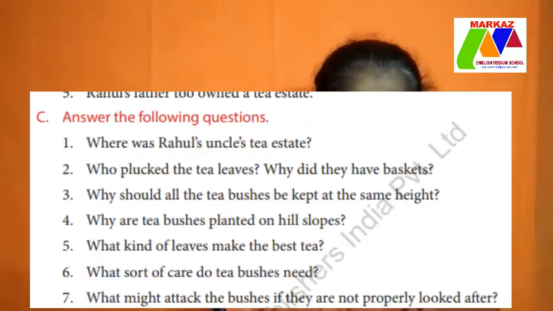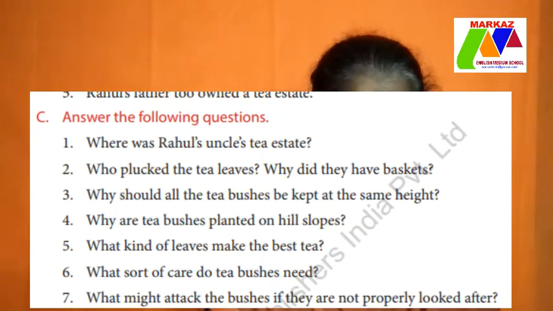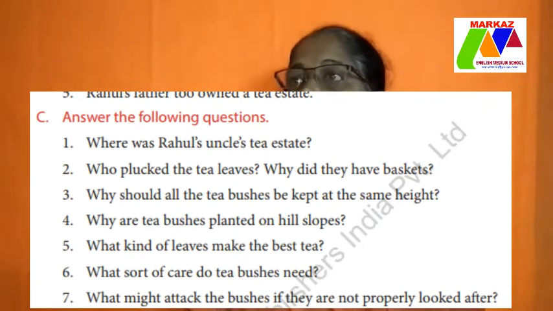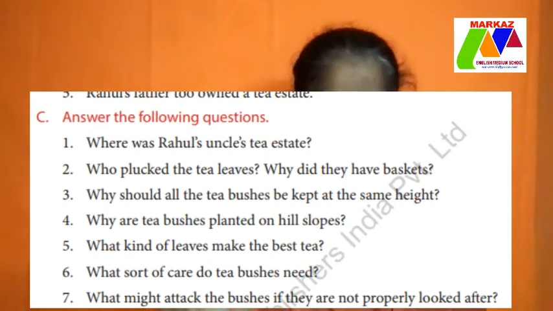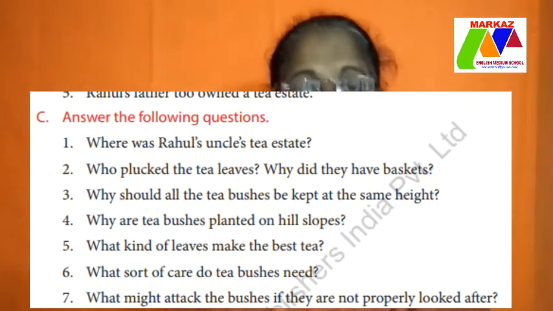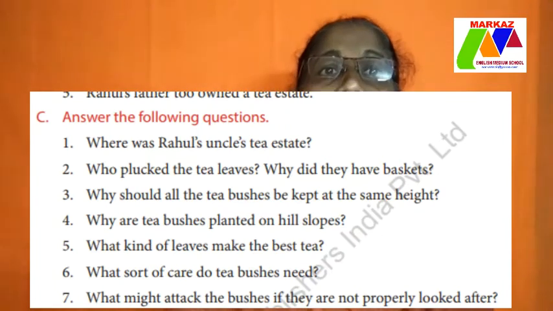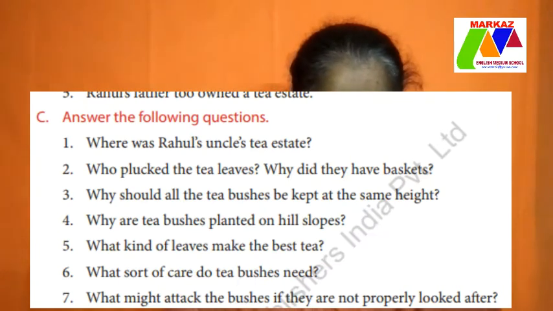1. Where was Rahul's uncle's tea estate? It was in the Kanandev Hills in Munnar. 2. Who plucked the tea leaves? Why did they have baskets? The women plucked the tea leaves and they had baskets to put these tender leaves that they plucked into the basket. 3. Why should all the tea bushes be kept at the same height? So that it is easy for these people to pluck the leaves and put it into their baskets.